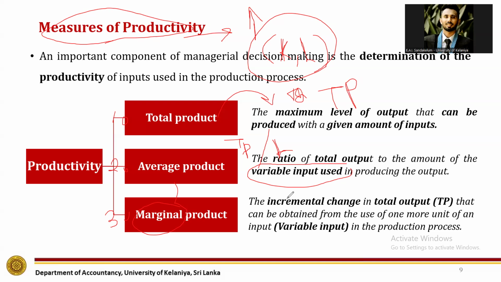So if you are changing the one variable input, you are going to analyze how your total output changes. That means the incremental change. Simply, the marginal product change is delta. Delta MP should be there, delta MP with the change to the variable. The variable we have is labor, so that means delta L. So for the productivity, to take the decision, these three should be there.